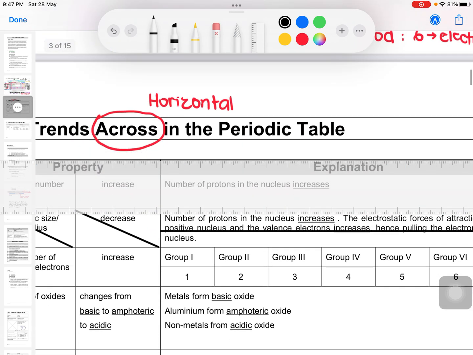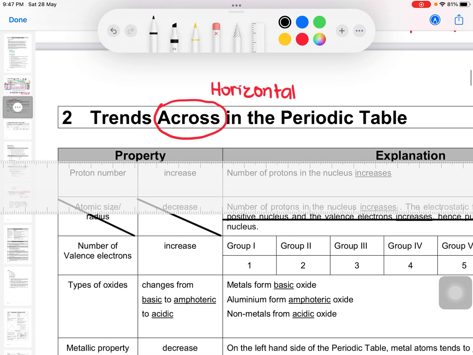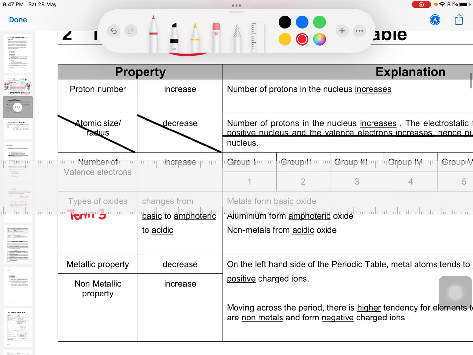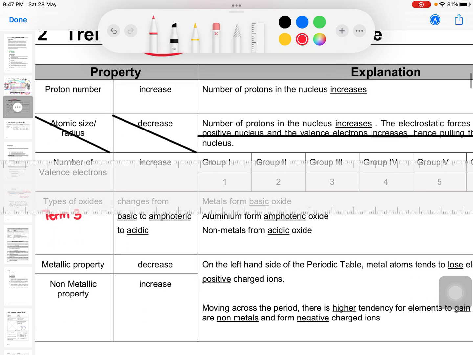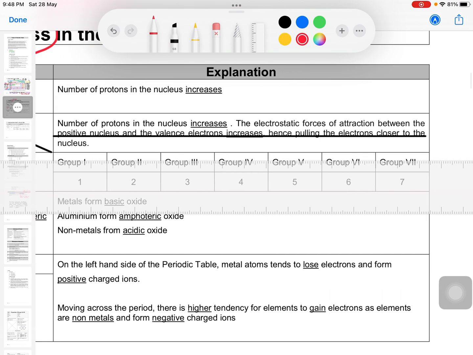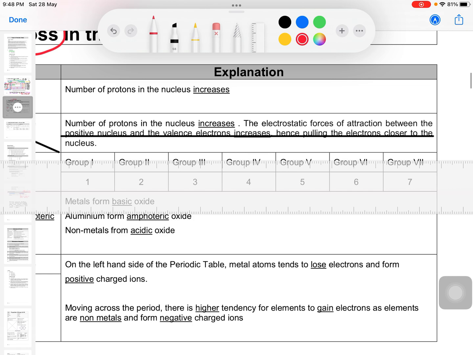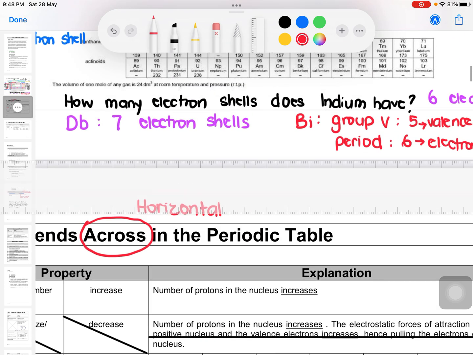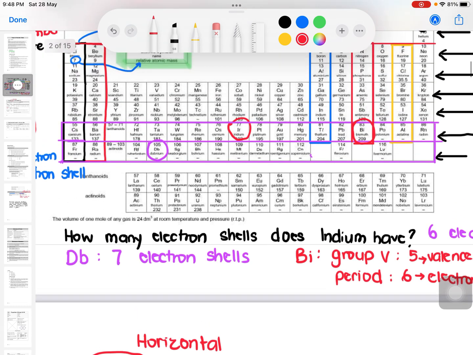Next, for the types of oxides, this one will be covered in term 3. Metallic property and non-metallic property, what does it mean? On the left side of the periodic table, you actually have metals. Metals tend to lose electrons and form positive ions. Then when you move across, it becomes more and more negative. So what does it mean? When you get the periodic table, your teacher will always tell you this.